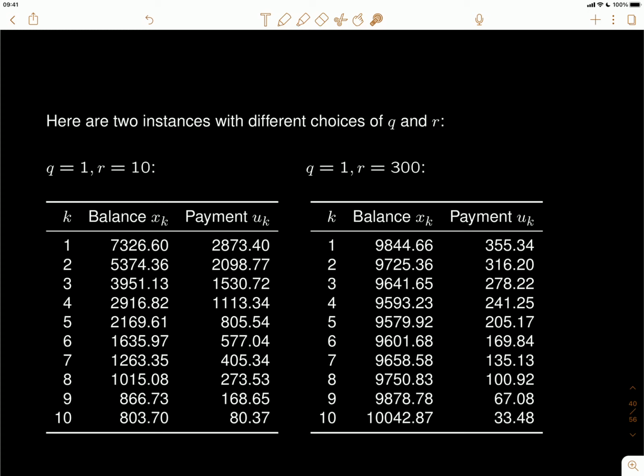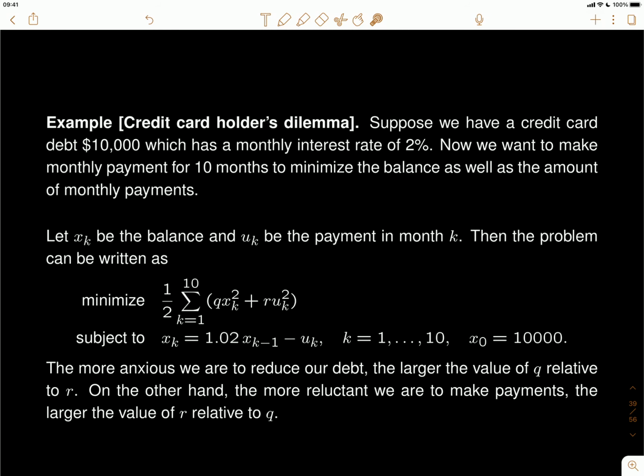But this is a very special case, exactly following the example as before. As I said, you can try to set up different Q and R here. You can even assign different values of Q to different xk, or different R to different uk, depending on your application or your preference for what you're trying to minimize. Then you can do the same procedure as before to find the minimizer. Okay, that's this example.